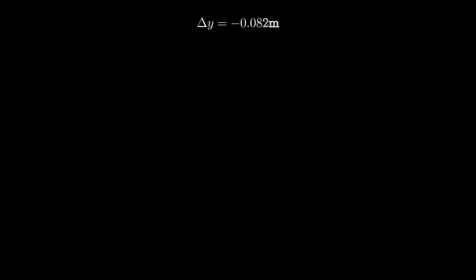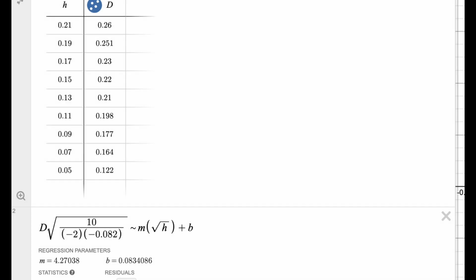So delta y will always be negative 0.08 meters, and you can graph the height above the hole to the horizontal distance displaced. And you can cross-check this with the regression model on Desmos.